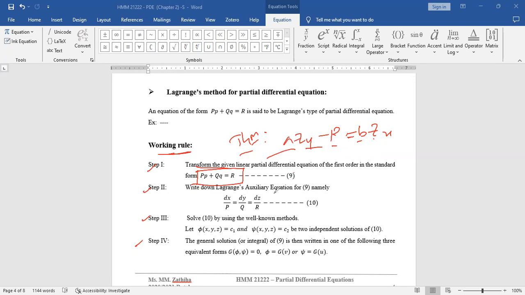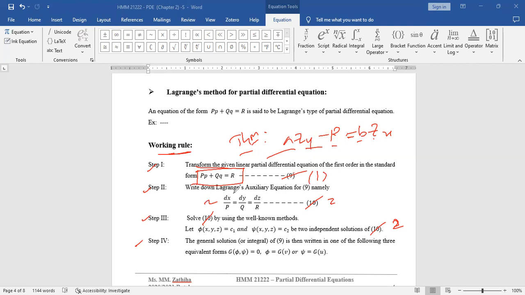These notes are going in some order, so you don't need to follow this one. When you are writing, you just write 1, 2 like that. Okay, so we can keep it like that. So this will be 2, this will be 2 like that. First of all, you have to transform the given linear equation in the form of capital P p plus Q q equal to R. Take this as equation number 1.